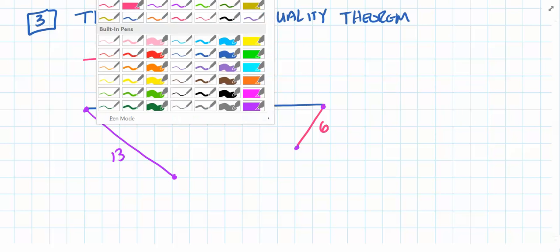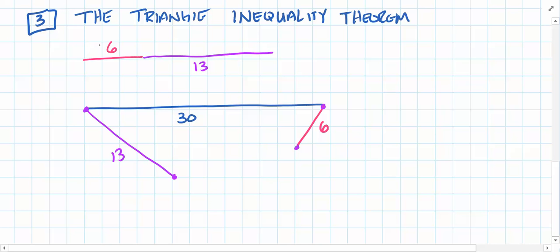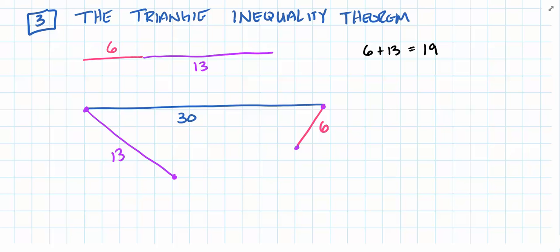So if I add 6 and 13, I get 19. But if my third segment was 19 units long, it would make a straight line. So it needs to be smaller than 19, right? So it needs to be less than 19 units.